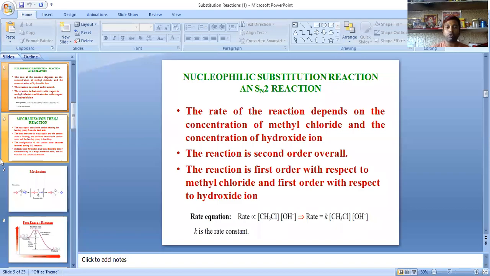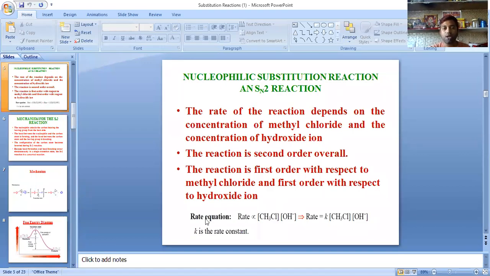In this case, it is bimolecular because the rate of the reaction depends on the substrate as well as the nucleophile. Understood? The reaction is second order overall because the rate depends on the concentration of nucleophile as well as the concentration of alkyl substrate. The reaction is first order with respect to methyl chloride, the alkyl halide substrate, and first order with respect to the hydroxide ion, the nucleophile.